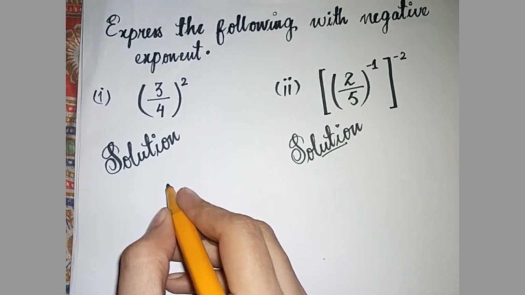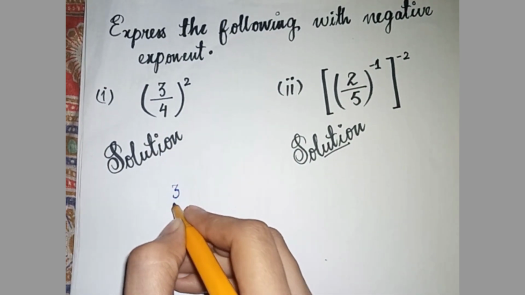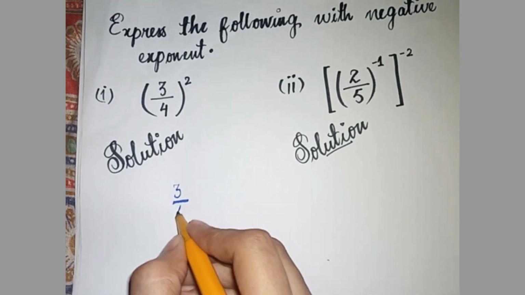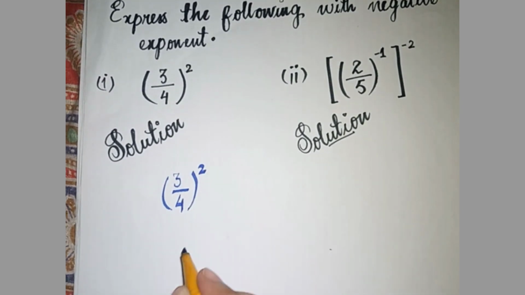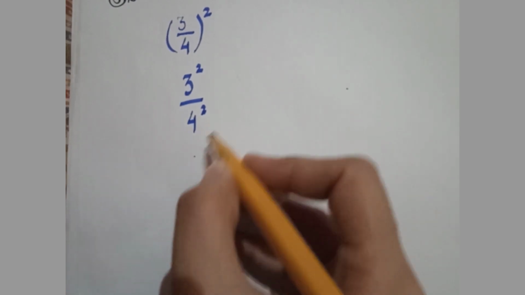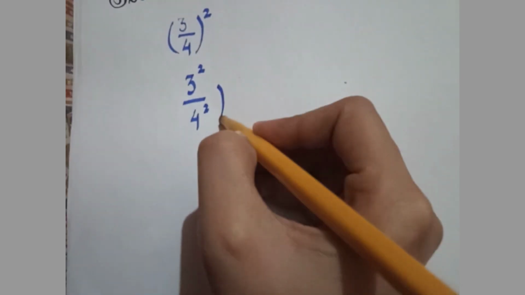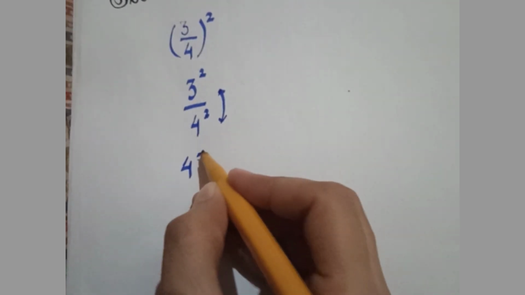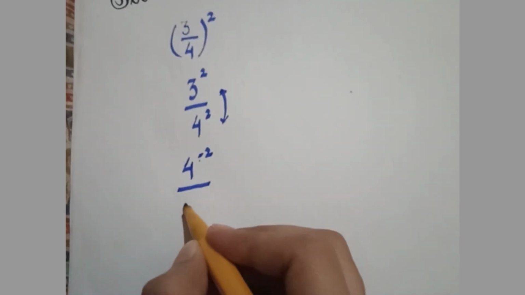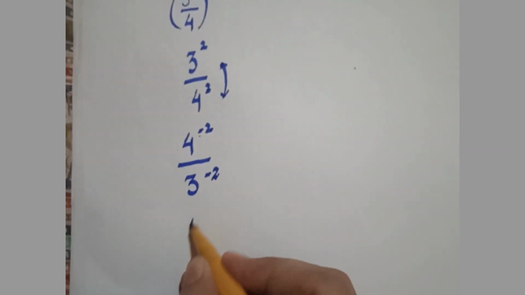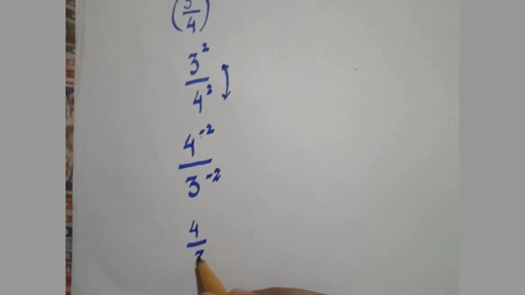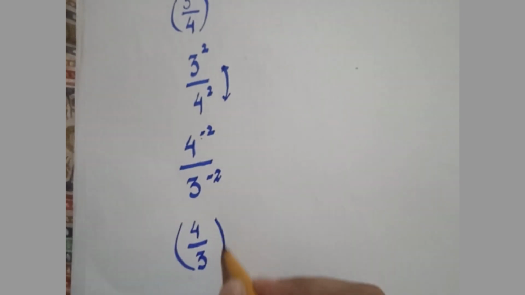Let's take a look at the first problem. (3/4) to the power 2. To express this with a negative exponent, we simply write the reciprocal of the fraction and put a negative exponent on it. Right? The reciprocal of 3 over 4 is 4 over 3. So we have (3/4) squared equals (4/3) to the power minus 2.